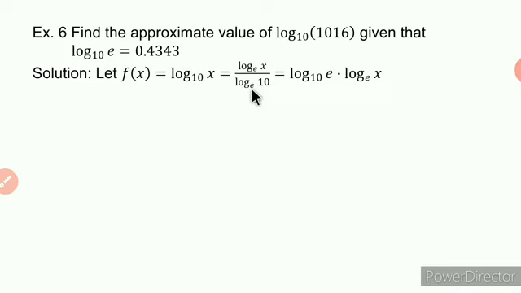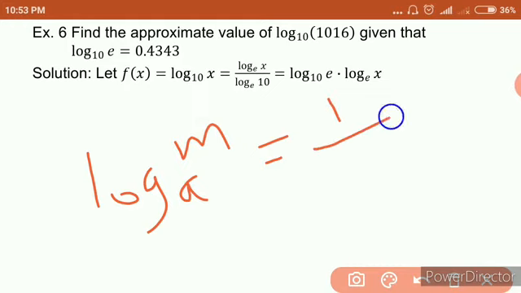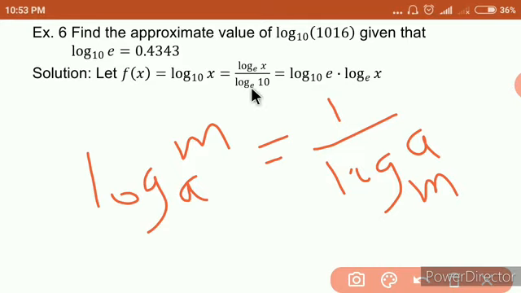Now we know one formula. That formula is log m to the base a is equal to 1 upon log a to the base m. It means when we interchange the number and the base, it becomes the reciprocal. Here if we interchange e and 10, then 1 upon log 10 to the base e becomes log e to the base 10. And so we get the value of log x to the base 10 as log e to the base 10 multiplied by log x.